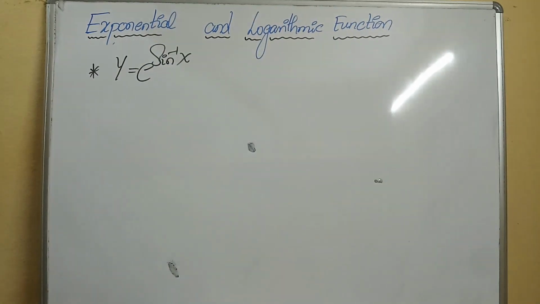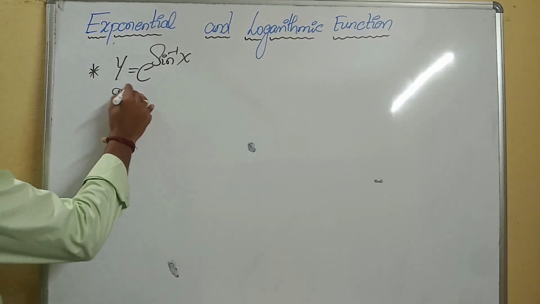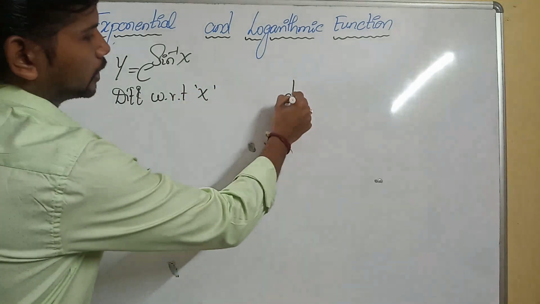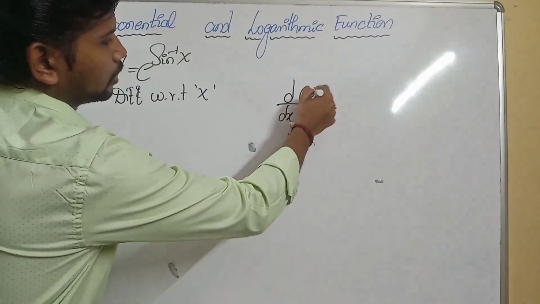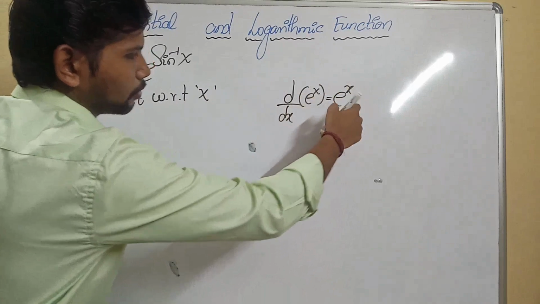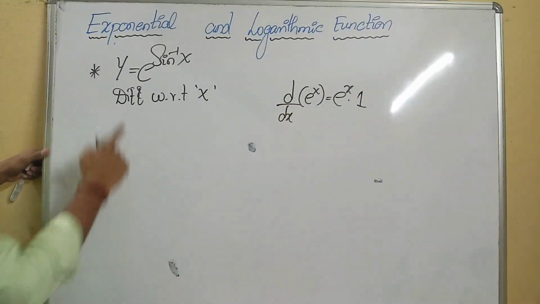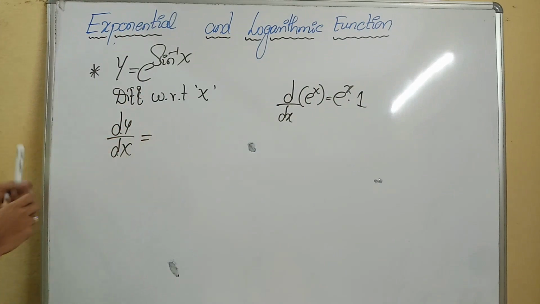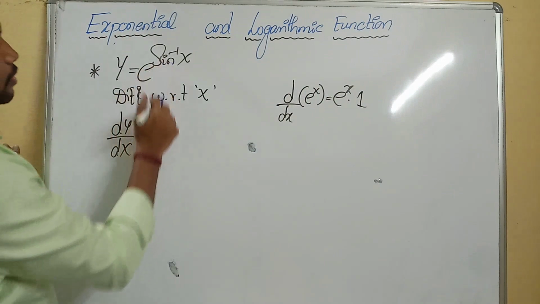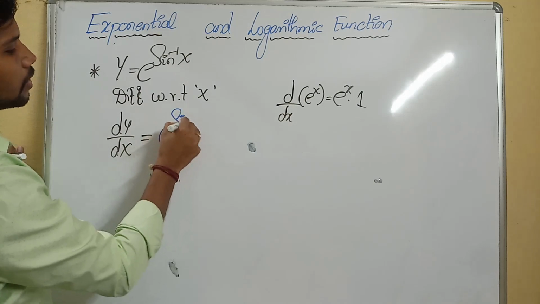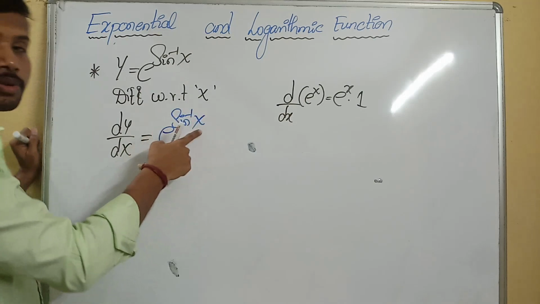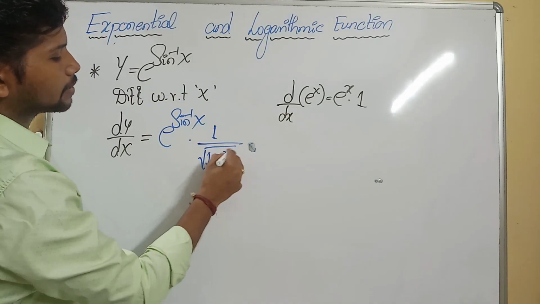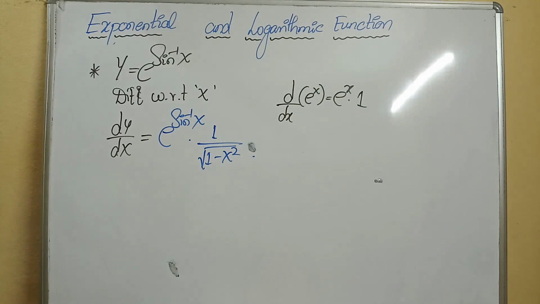Observe the next one. Differentiating with respect to x. We already learned that d by dx of e raised to x is e raised to x, and the x derivative will be 1, so 1 into 1 is not necessary. Here the derivative of y with respect to x is dy by dx. Then e to the power sin inverse of x derivative will be e to the power sin inverse of x. What is the derivative of sin inverse of x? It will be 1 divided by square root of 1 minus x square, which is the required part.